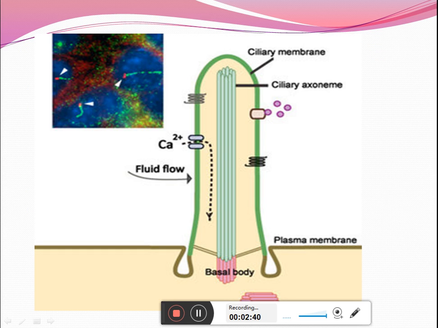Next, this is the microscopic structure of the cilia, and this is the ciliary membrane, ciliary axoneme, basal body. This is the plasma membrane of the cell, and this is the passage through which the fluid flow or nutrients for the cilia takes place.